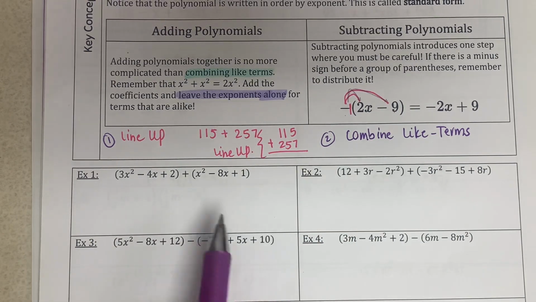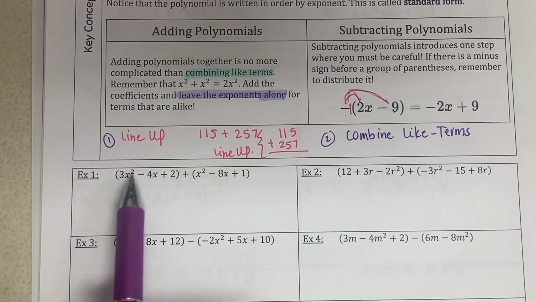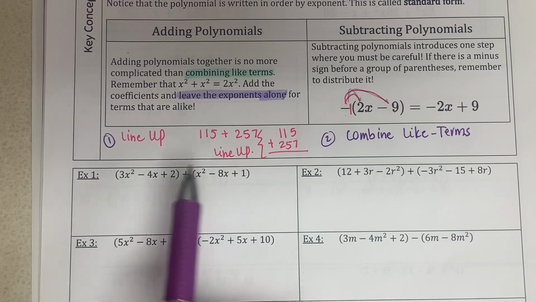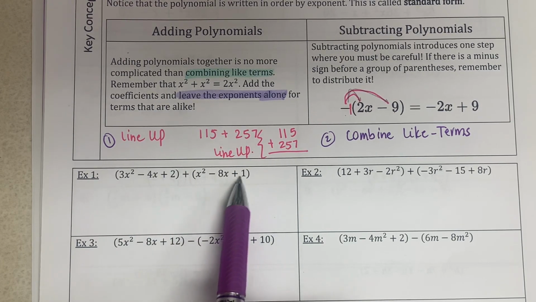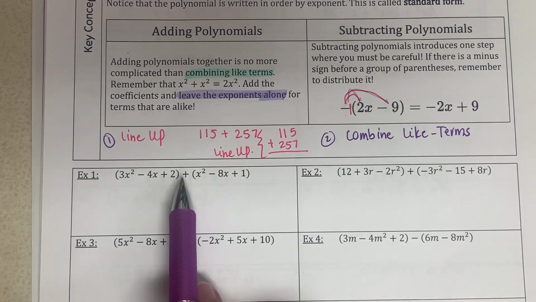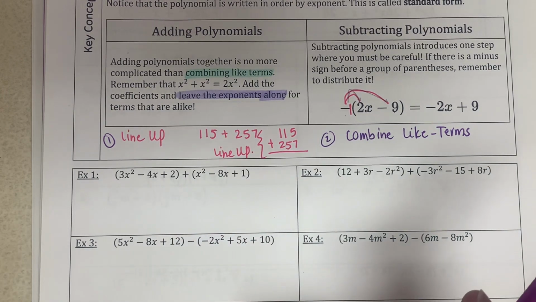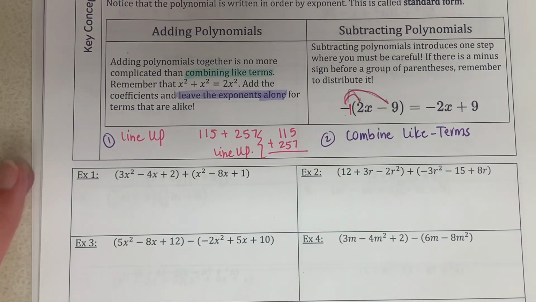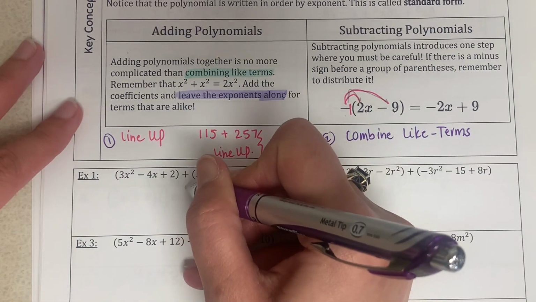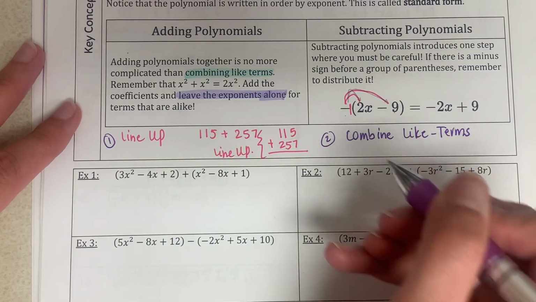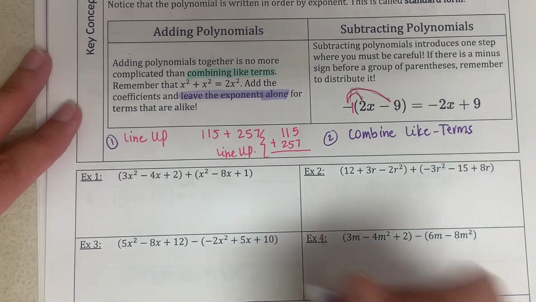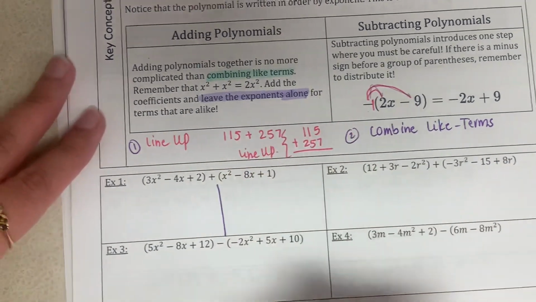Your expression, always read it throughout the line. 3x squared minus 4x plus 2 plus x squared minus 8x plus 1. Now this is addition. So addition is super easy. I do not have to make change to anything. So I'm going to show you both ways. I'm going to do line up as well as combine like terms. I do not have enough space, but let's see if I can fit. Okay. So line up over here.